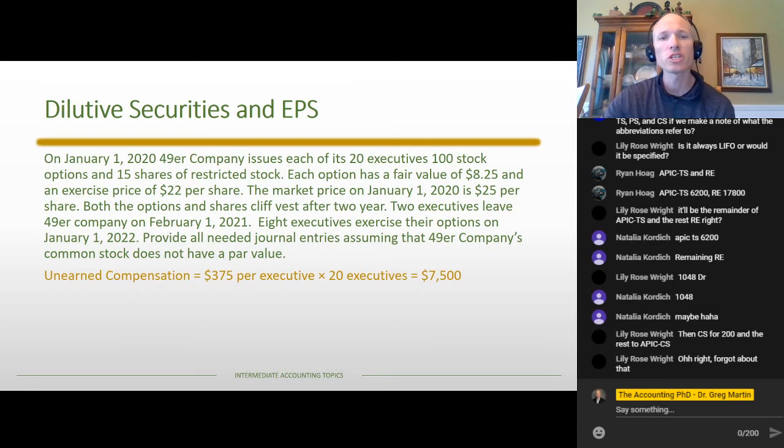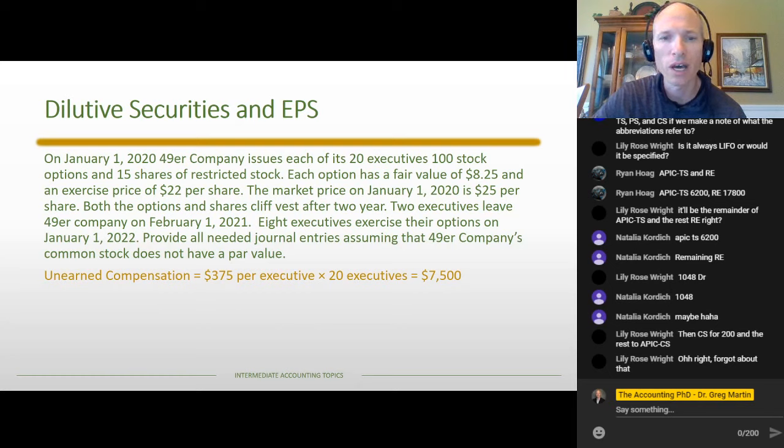And so the first thing we have to think about, if you remember this unearned compensation account, is that whenever we initially issue that restricted stock, there are two accounts we have to deal with. One is the common stock account, and the other is this unearned compensation account. There is no par value, and because there's no par value, I only have to worry about common stock. I don't have to worry about APIC common stock. And so we have our unearned compensation.